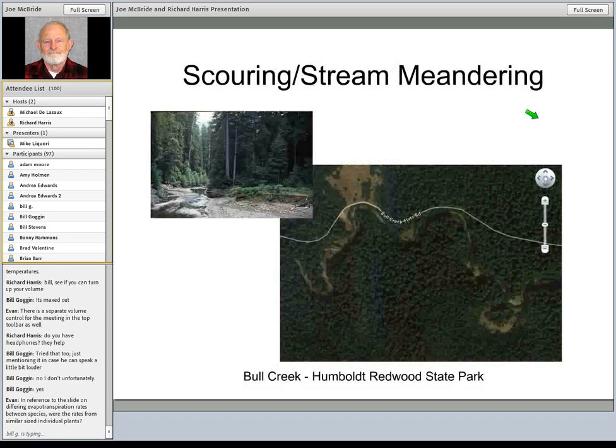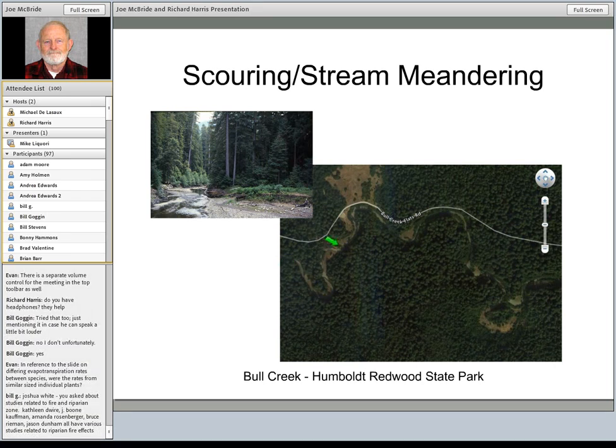Next slide shows in the lower right-hand portion Bull Creek up in Humboldt Redwood State Park. You can see the creek is meandering in the left portion where the marker is, but when you come around to the lower right-hand corner, the 1955 flood actually cut across the meander. The stream was relocated, an area of redwood and adjacent gravel bars isolated due to this reconfiguration of the stream.